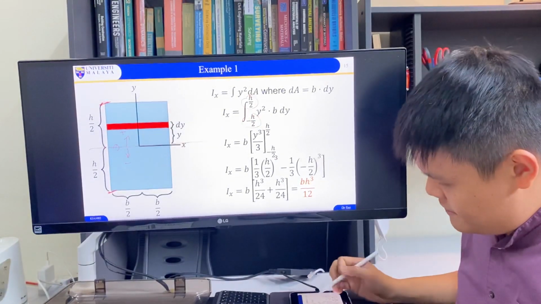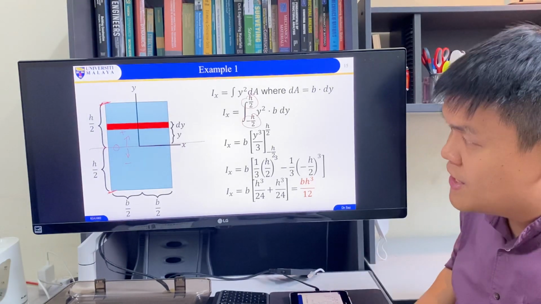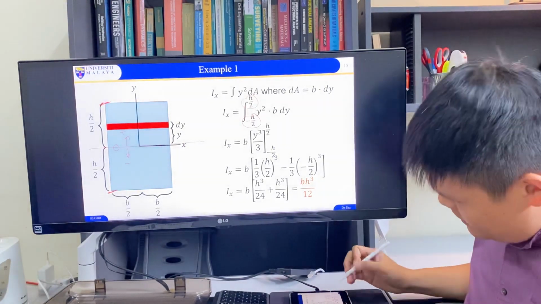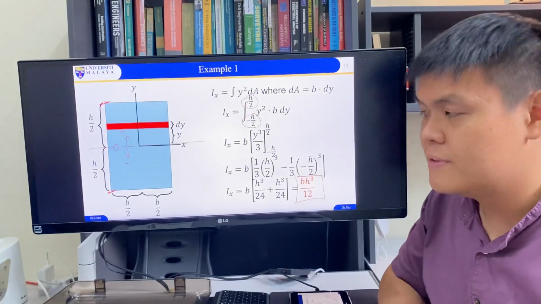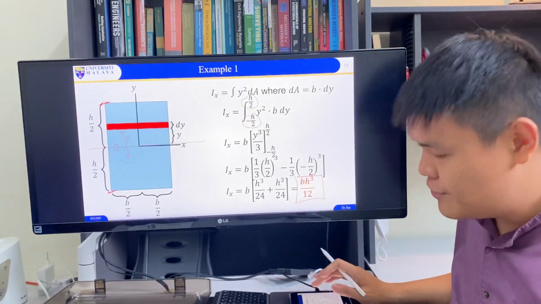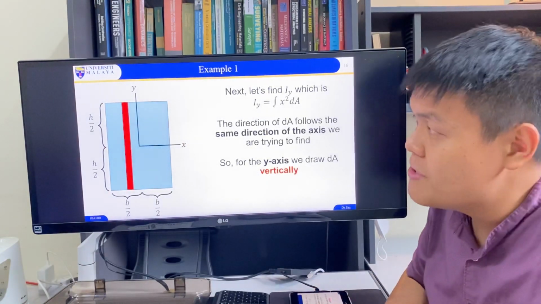So substituting those in and integrating, you will get bh cubed over 12. So try to get that. If you don't, then recheck your calculations.